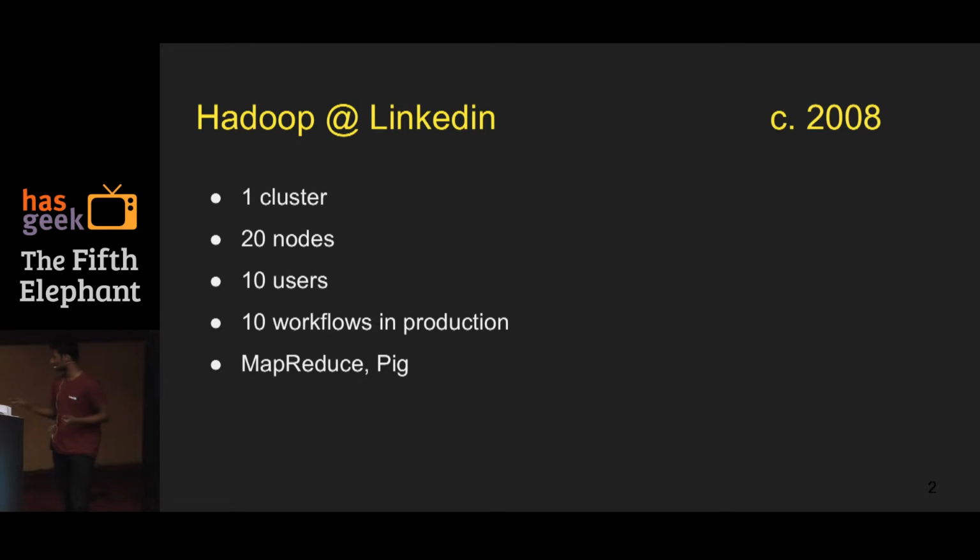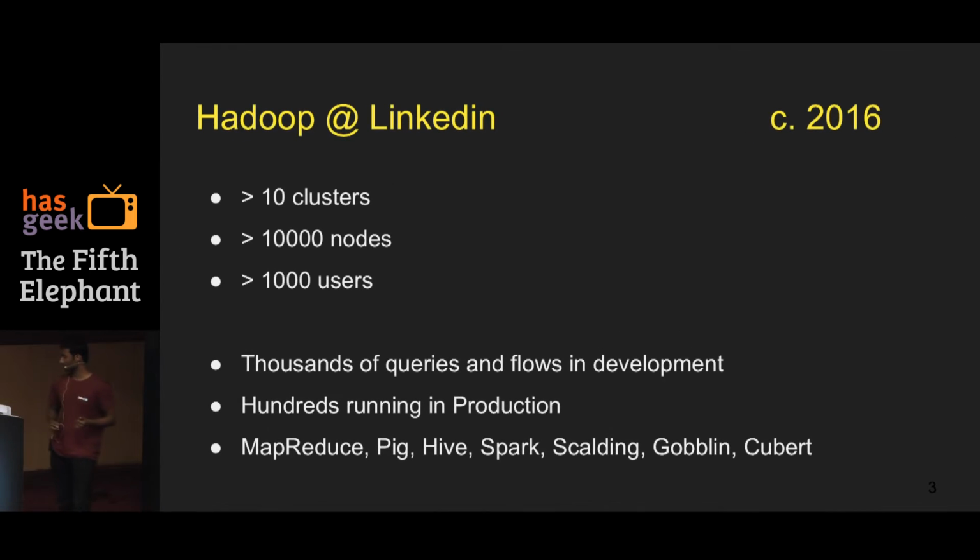Fast forwarding to 2016, we now have more than 10 clusters. There are more than 10,000 nodes, more than 1,000 users, thousands of workflows running in development, hundreds in production. And now people use a variety of frameworks, including MapReduce, Pig, Hive, Spark, Scalding, and others.